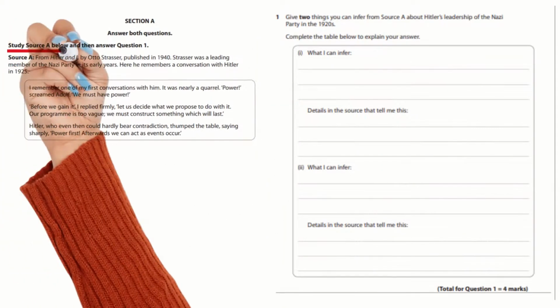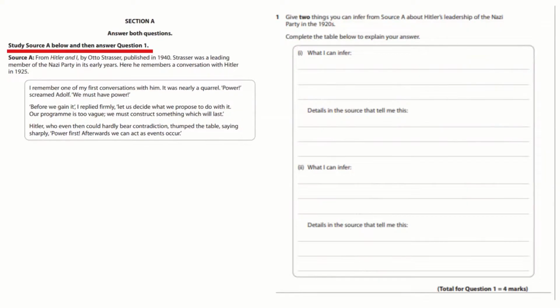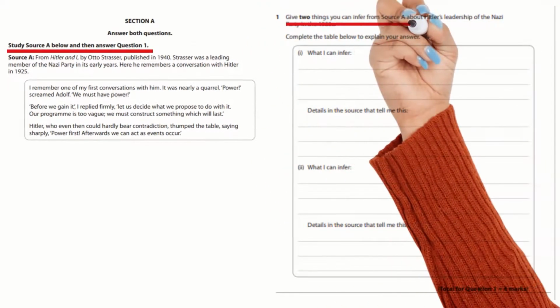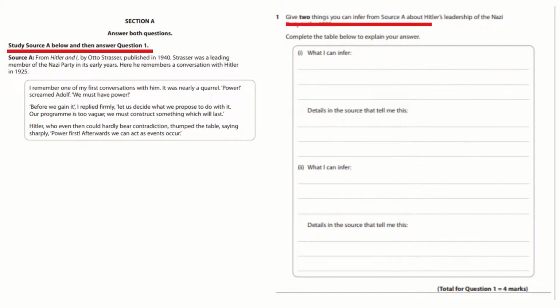First off, it tells you to study source A below and then answer question 1. On the next page, it then gives you the question. Give 2 things you can infer from source A about the topic in question. There are some key bits of information here that you should know. The first is that it's asking you for 2 inferences.